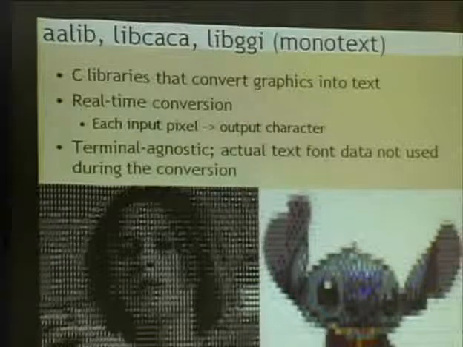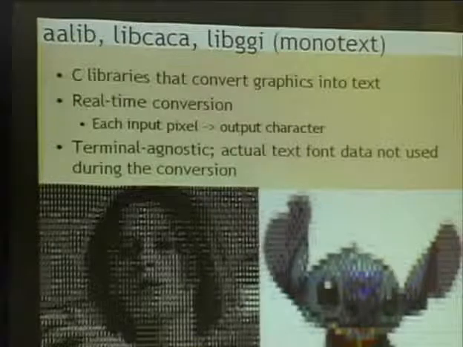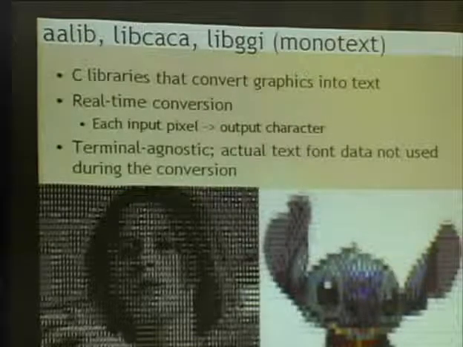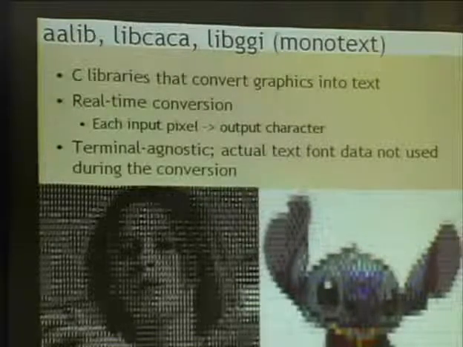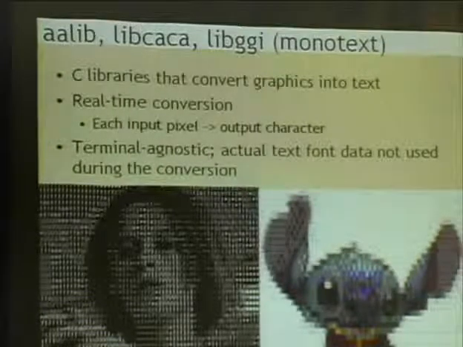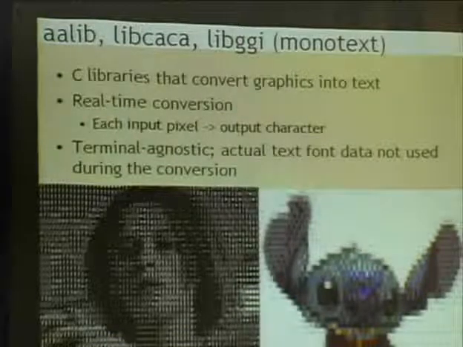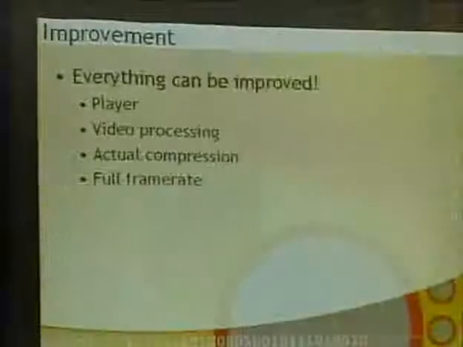And they don't produce as good a job because they're terminal agnostic, meaning they don't have access to the actual text data, the font data they're using. So they have to come up with a generic table of what might look good in grayscale, which is the AAlib example on the left, or the same thing in color, which is a libcaca example, actually.